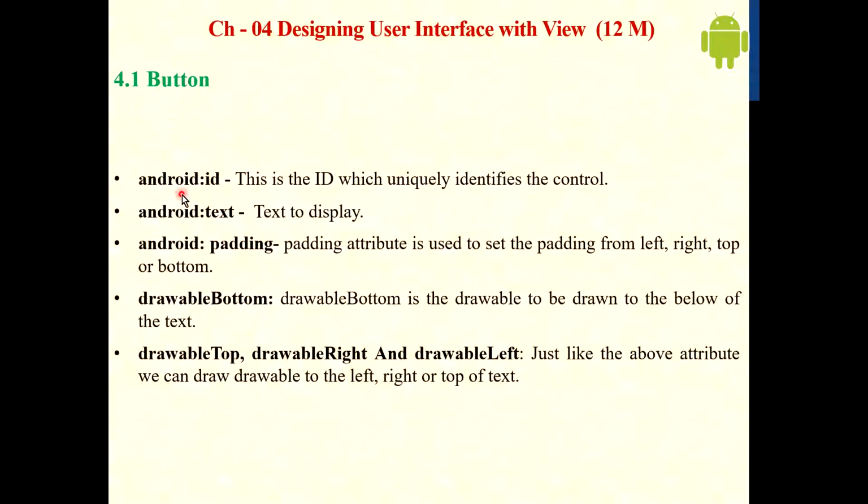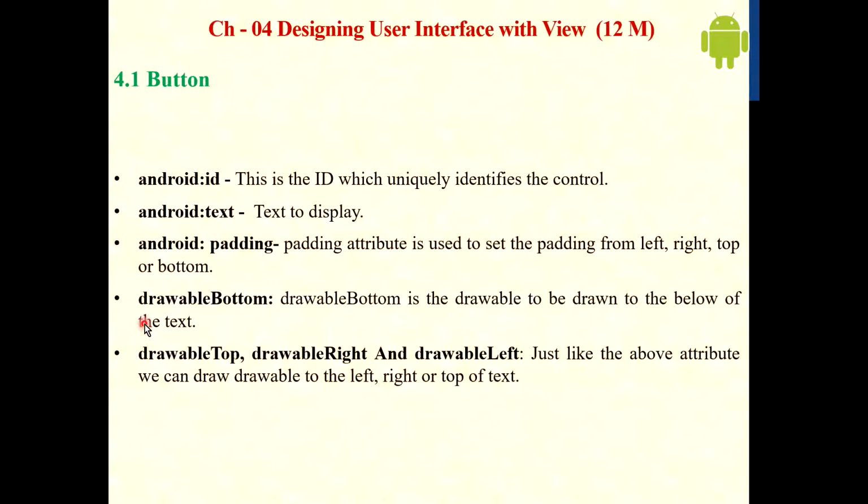Next, here we see some attributes of button. First attribute, android:id. This is a common attribute for all components. This is the ID which uniquely identifies the control. Okay, so in this we specify the name of the button. Then next attribute, android:text. In this attribute we define the text that we want to display on the button. Then next attribute, android:padding. This attribute is used to define padding from left, right, top, bottom.